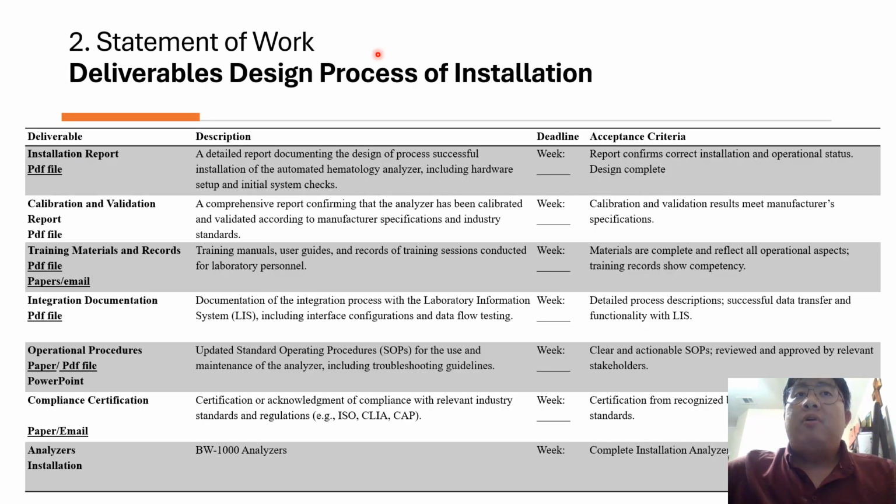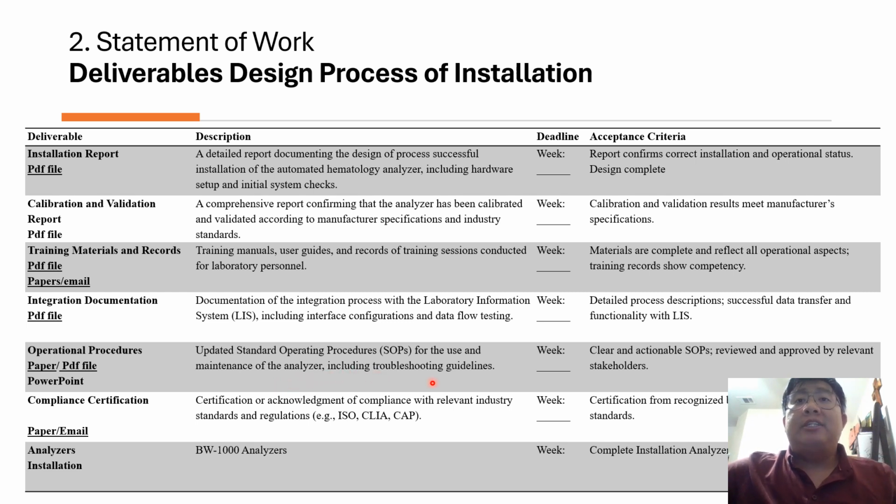For the deliverable design process of installation, I made a table that has the deliverable description, deadline, and the acceptance criteria for each deliverable. We can take a look at, for example, the operation procedure. It requires that we deliver it by paper or PDF file, and a PowerPoint for training, like the updated standard operating procedure, the SOP.